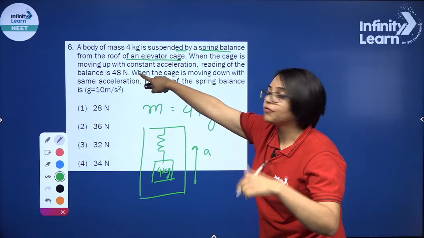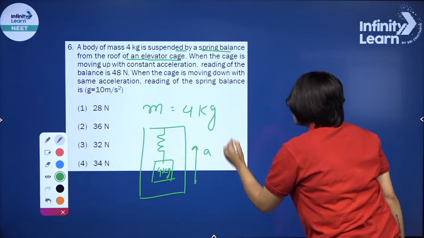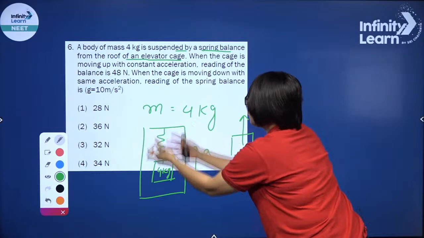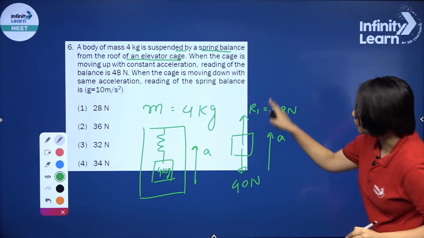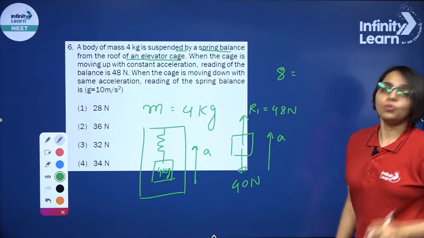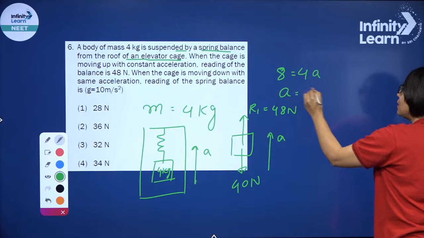So, let's make FBD of 4 kilogram. So यहाँ पे it will be having some force from the spring in the upward direction, and it is given as 48 newton, mg 40 newton downward, and acceleration a is upward. So what is the net force on this block? 48 minus 40, that is 8 newton, and that is equal to mass into acceleration. Well done bachcho, 4 into a, so a will be 2 meter per second square, hai na?